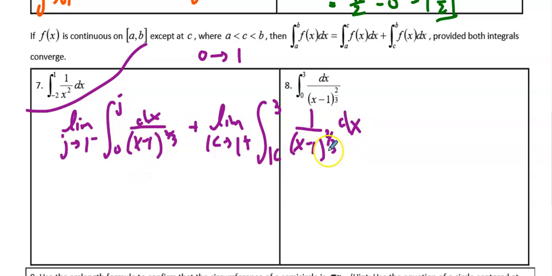And now what we need to do is just integrate. So we're going to do a little side note here for this. So when we integrate this, we would use u substitution again. u would be x minus 1, du would be equal to 1 dx.